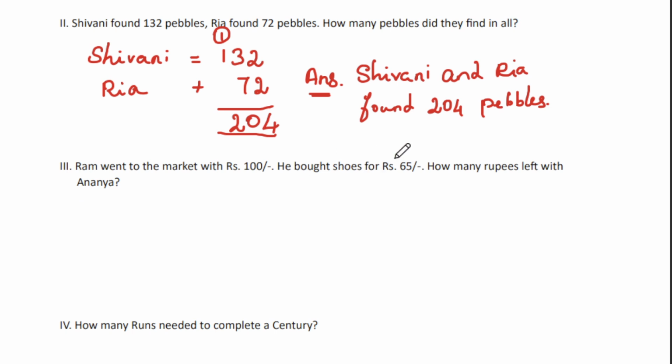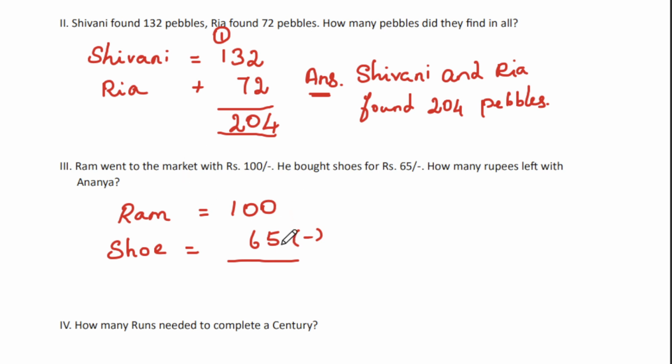He bought shoes for rupees 65. So how many rupees are left with him? So Ram went to market and he has rupees 100, and the shoe rate is rupees 65. So how many rupees are left with him? Okay, so Ram has 100 rupees, and write the shoe amount. Shoe is equal to 65. So you are going to subtract this.